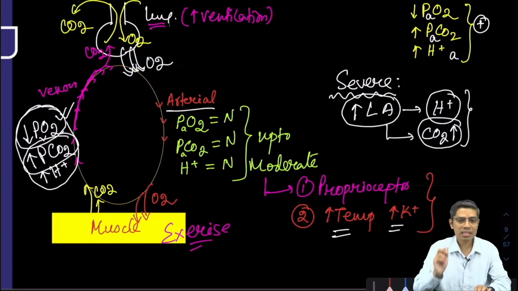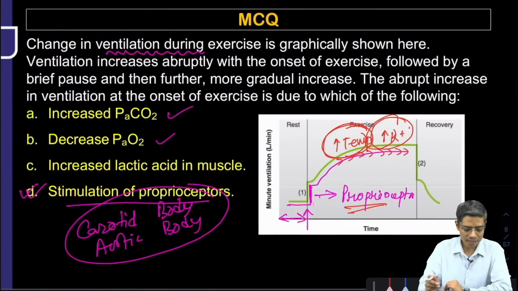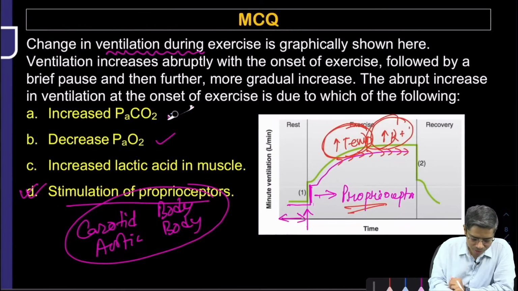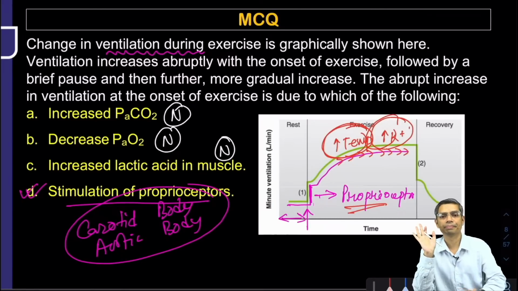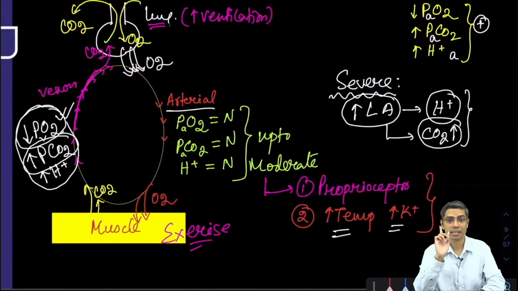Okay. So, proprioceptors are the answer, and if you look back at the question, the partial pressure of oxygen and carbon dioxide remain normal. They are not the stimulus. Fine, very important, telling you, okay?